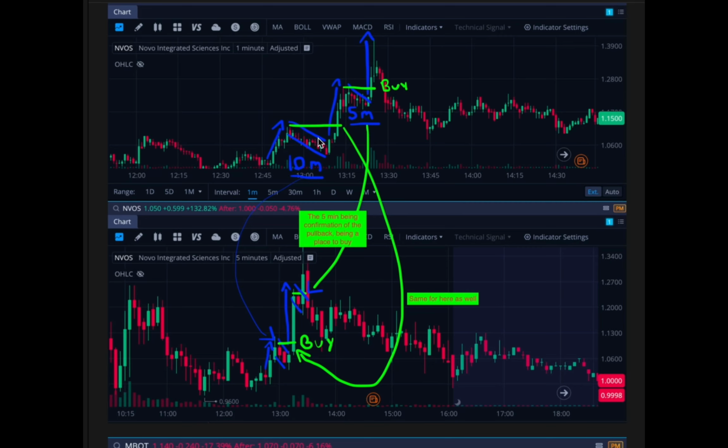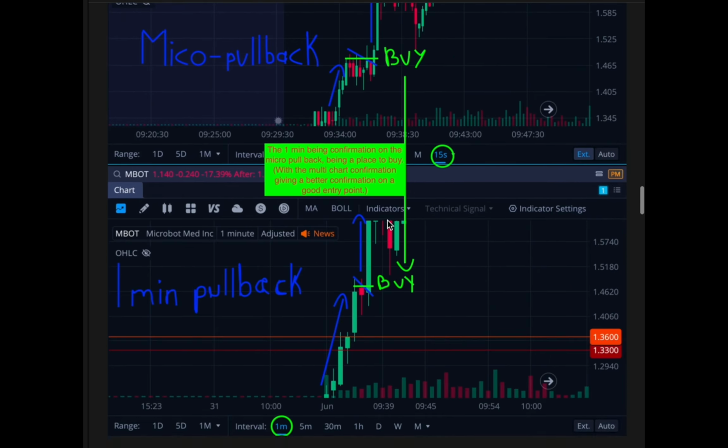And these are pullbacks. They went up, went down, went all the way up, broke that high, went up, went down, broke that high, went up, and you buy. The 5 minute being confirmation of the pullback, being the place to buy. All right, so yeah, that's everything right here.